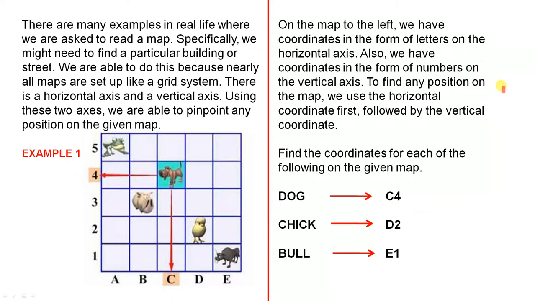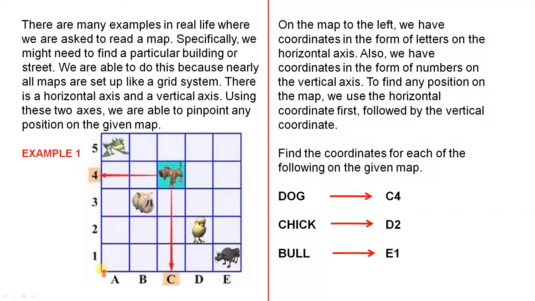To find any position on the map, we use the horizontal coordinate first, followed by the vertical coordinate. So that's how we normally do it. Find the coordinates for each of the following on the given map. So we've got to work out where the dog is. If you always start from here, that's the starting point, the bottom left. Now, the dog is here. You can see where the dog is.